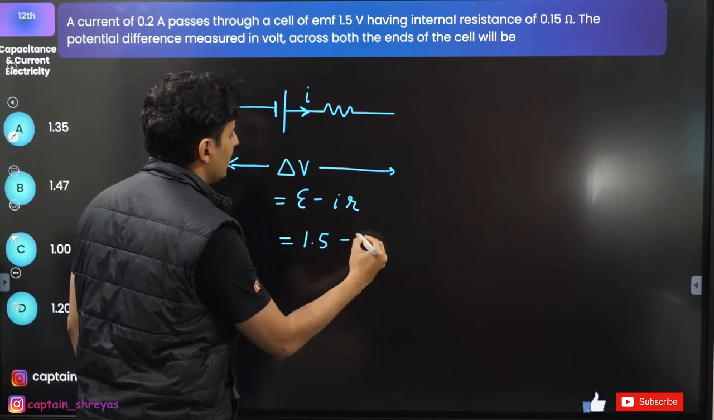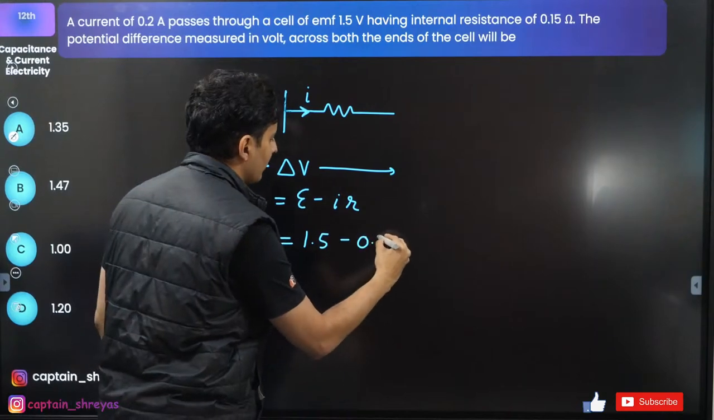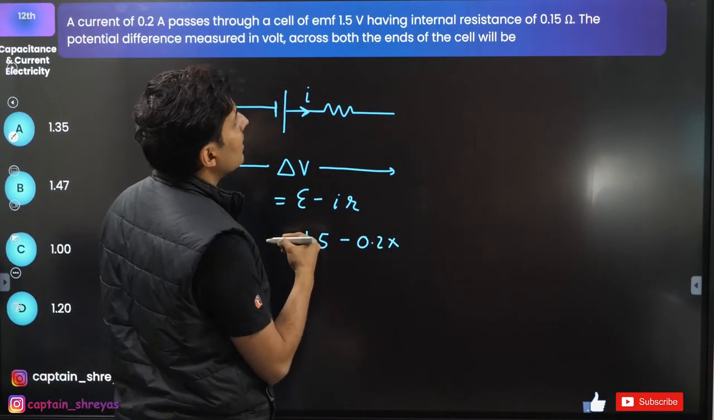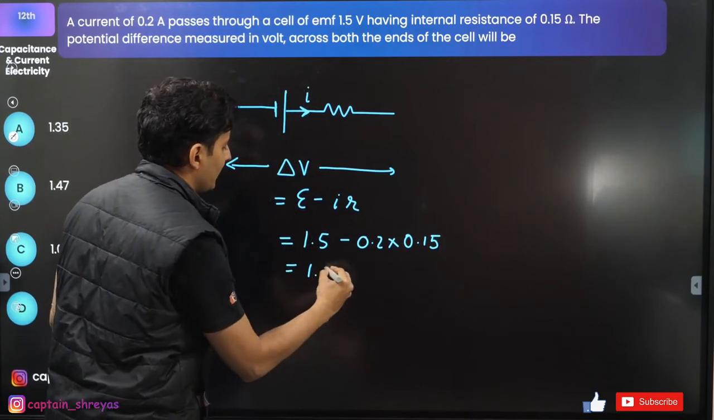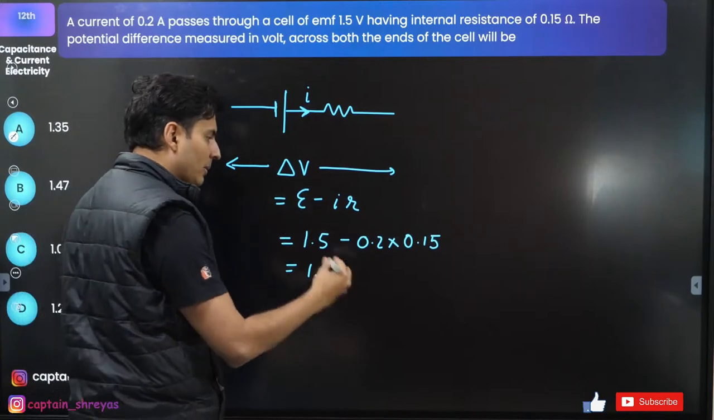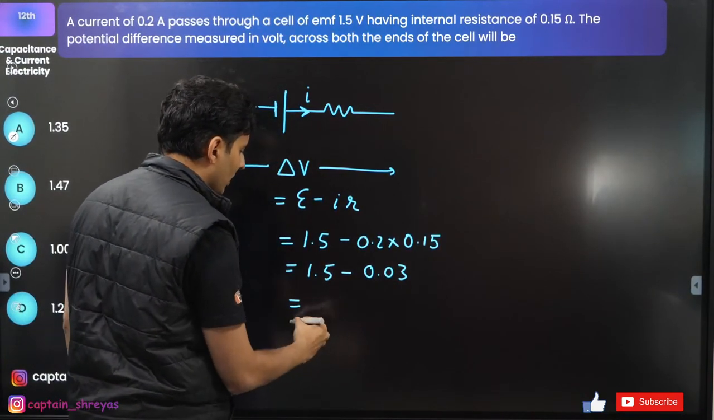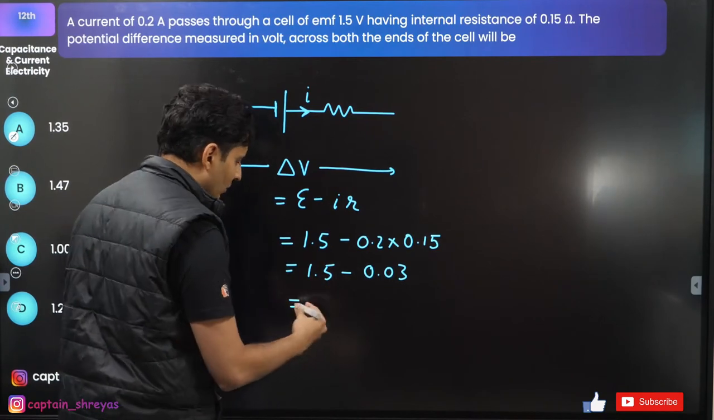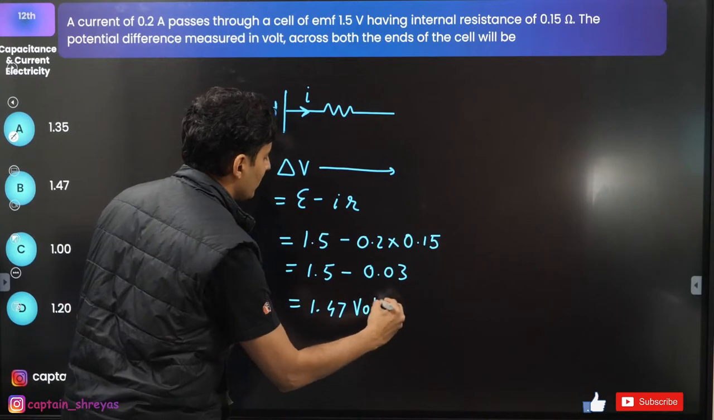So E is 1.5. Current is how much? 0.2. And resistance is 0.15. Now 0.15 into 2 is 0.3. Into 0.2 will be 0.03. So 1.5 minus 0.03, that's 150 minus 3 is 147. So 1.47, that is volts. So that should be the answer.